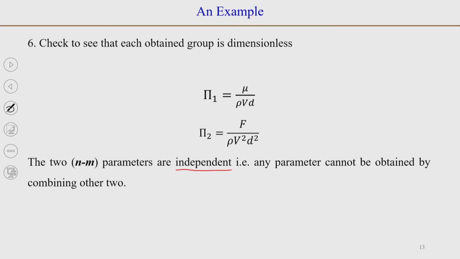If you have, let us say in some problem, pi 1, pi 2 and pi 3, then it should not happen, if you have applied the principles correctly, that pi 3 is a function of pi 1 and pi 2. That means you cannot obtain pi 3 as a function of pi 1 and pi 2. Okay.